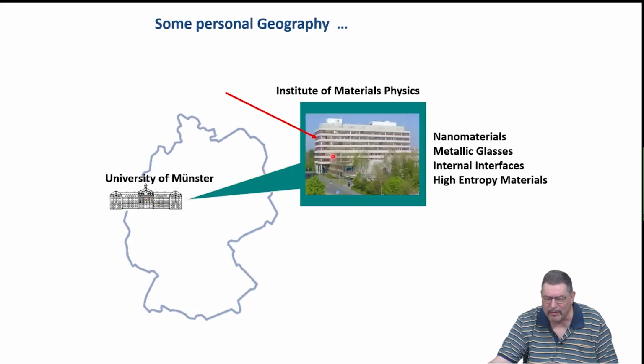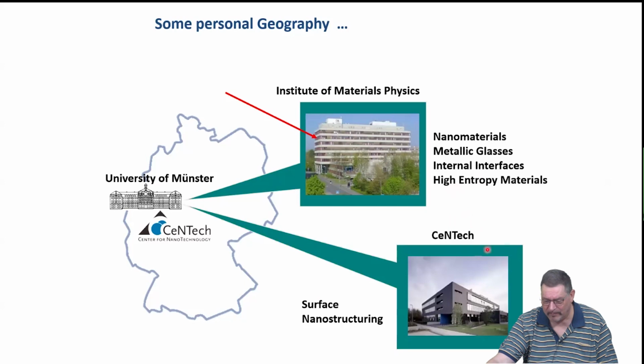As of now, there's a new one being built. I'm here on the 6th floor. And what we do is we are interested in nanomaterials, metallic glasses, internal interfaces, obviously high entropy materials, and then also internal interfaces in high entropy materials. And we also are part of the Center of Nanotechnology, a separate building where we do surface nanostructuring. Also partly related to these materials here, but partly also related to other topics like sensing or light harvesting, which we also do in my group.